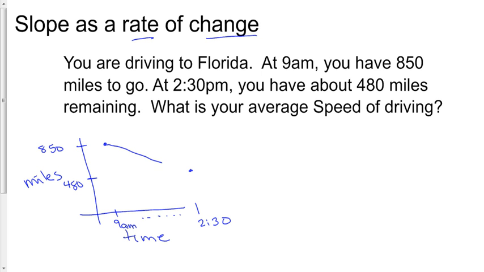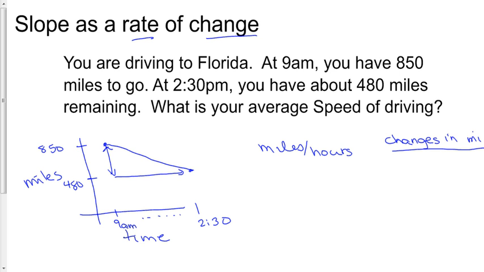Now, speed is typically thought of in terms of miles per hour. And notice that when I think about the slope of this line, my rise is a change in miles, change in miles, and my run in this particular application is a change in hours. And so the slope of this line is the rate at which I'm driving. Slope is, when we talk about applications, a rate of change.